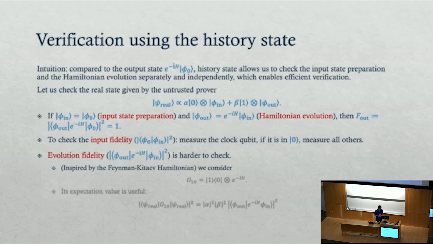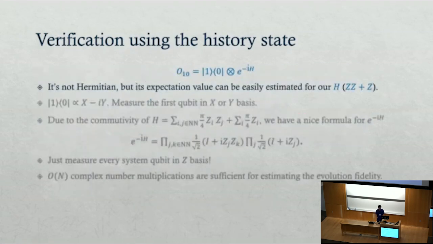It's harder to check. So we're inspired by this Fermi-Kitaev Hamiltonian to design our protocol or strategy for checking this fidelity, where we consider an operator called O10. That is just defined as |1><0| on the first qubit and e to the minus iH on the system qubits. And it turns out that the expectation value of this operator, when acting on the psi real state, will be directly related to the evolution fidelity. So this means that by estimating the value of this operator, we'll be able to somehow lower bound the evolution fidelity. But unfortunately, this O10 is not Hermitian.